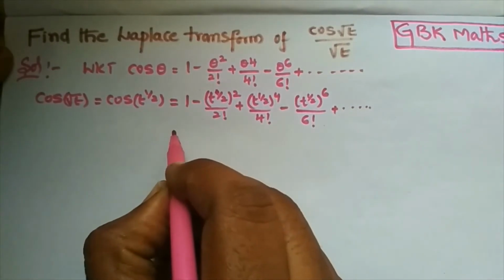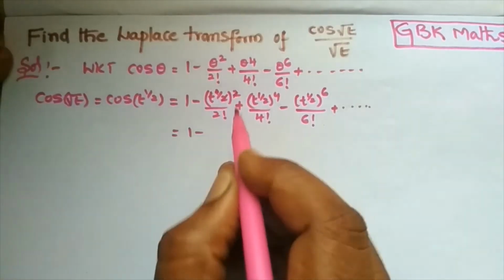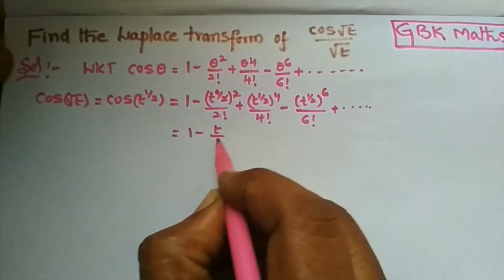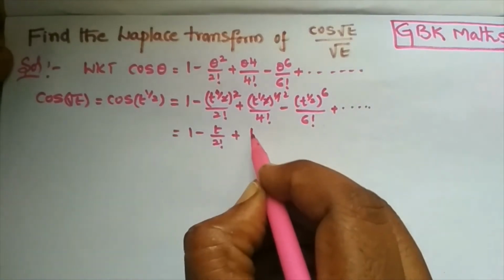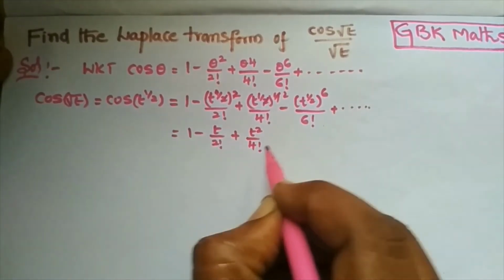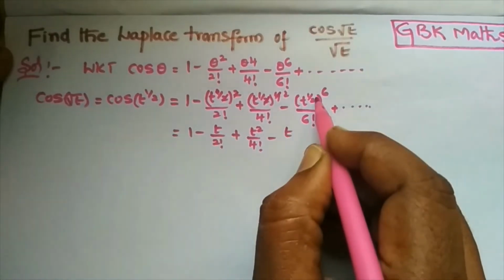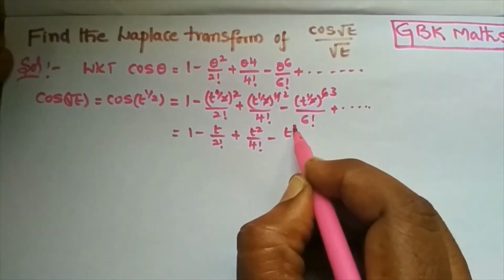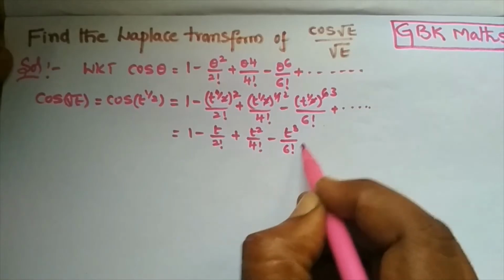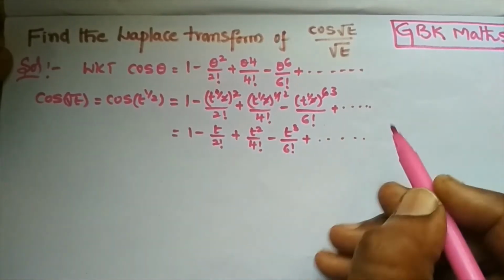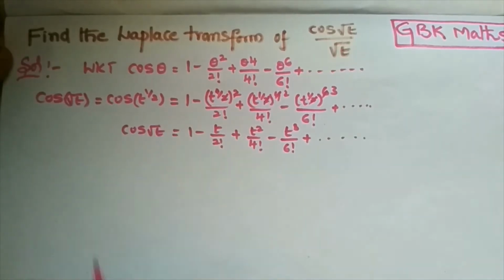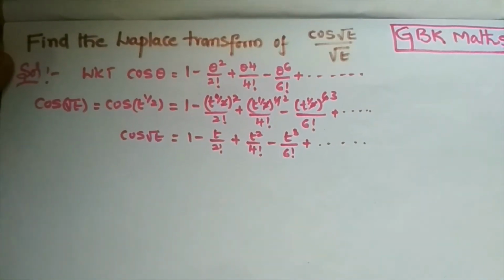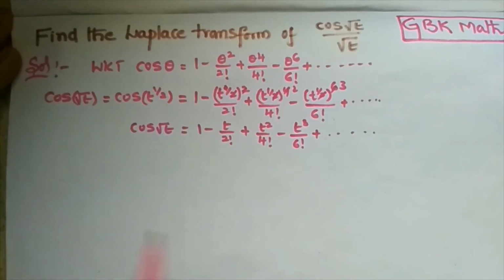The simplified form is 1 minus, 2 gets cancelled, t by 2 factorial plus t square by 4 factorial minus, 2 ones are 2, 2 threes are 6, t cube by 6 factorial plus and so on. This is the cos root t expansion.